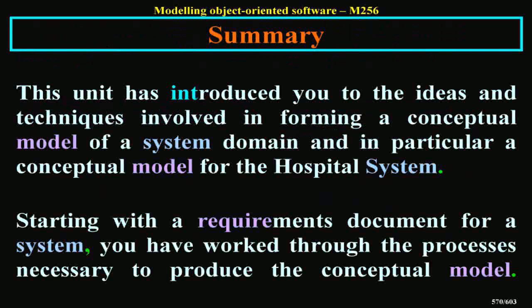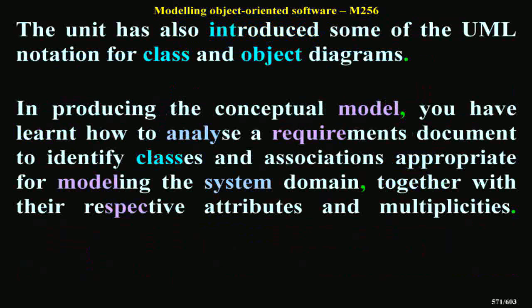Summary. This unit has introduced you to the ideas and techniques involved in forming a conceptual model of a system domain and in particular a conceptual model for the hospital system. Starting with the requirements document for a system, you have worked through the processes necessary to produce the conceptual model. The unit has also introduced some of the UML notation for class and object diagrams. In producing the conceptual model, you have learned how to analyze the requirements document to identify classes and associations appropriate for modeling the system domain, together with their respective attributes and multiplicities.